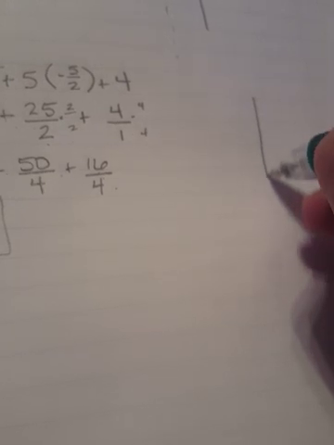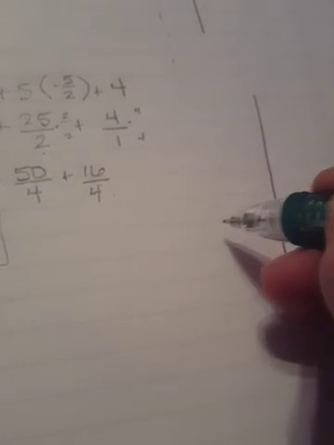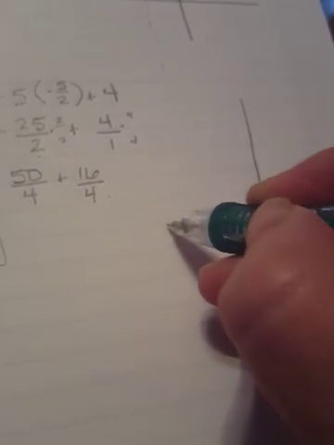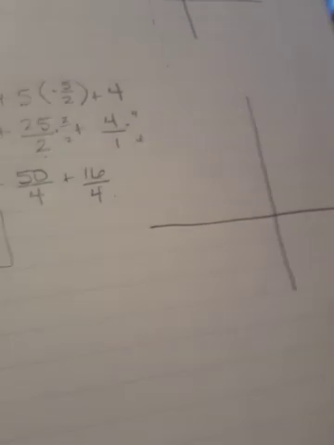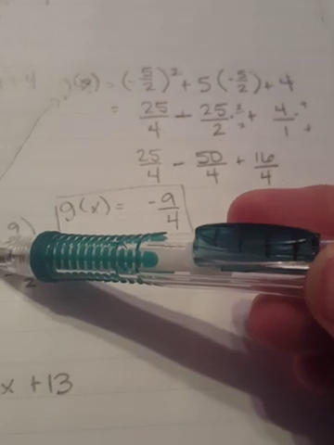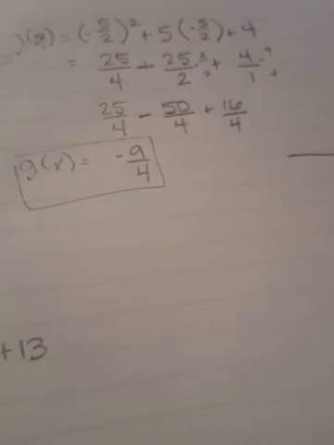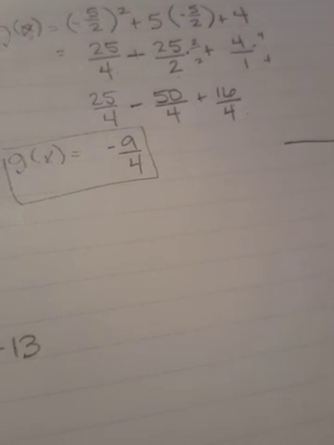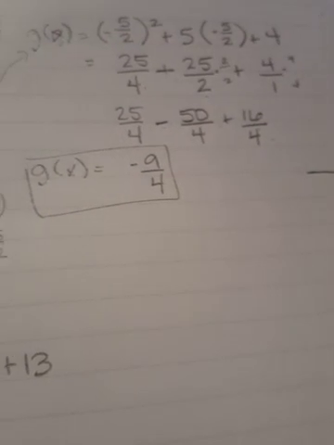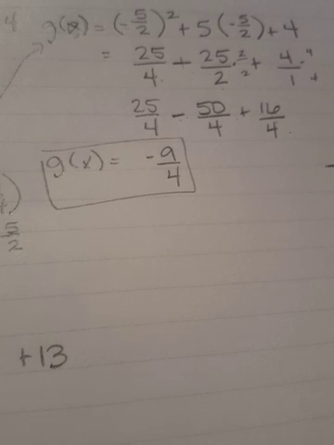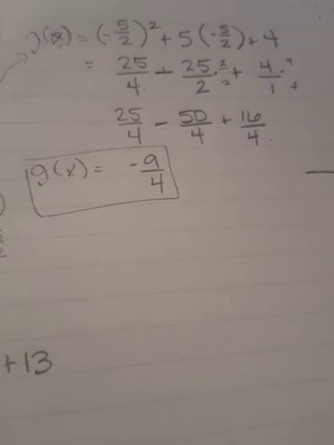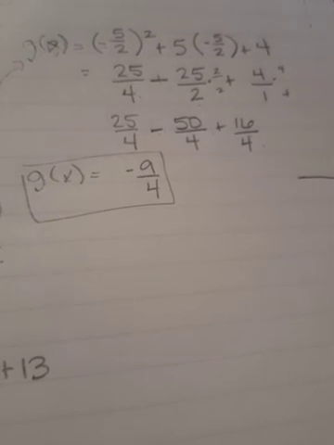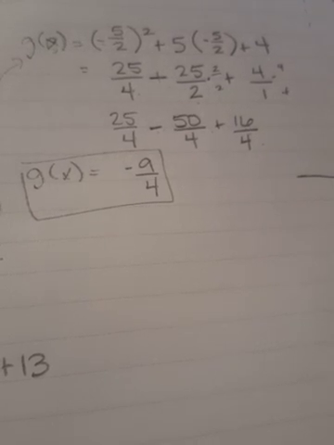So now we're going to come over here and create the graph. Okay, so our first point on here is going to be minus 5 halves, which is minus 2.5. So minus 2.5 this way, and minus 9 fourths, which is minus 2.25. So we're going to be down about 2.25. So we'll just say it's about right there.